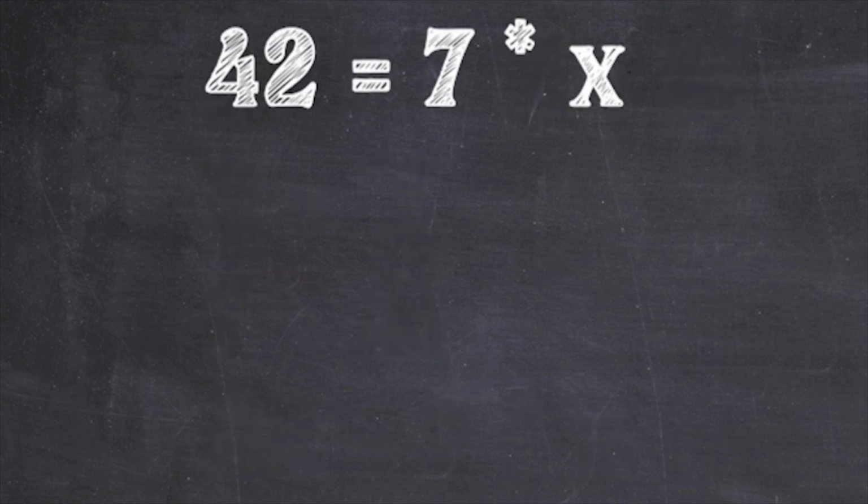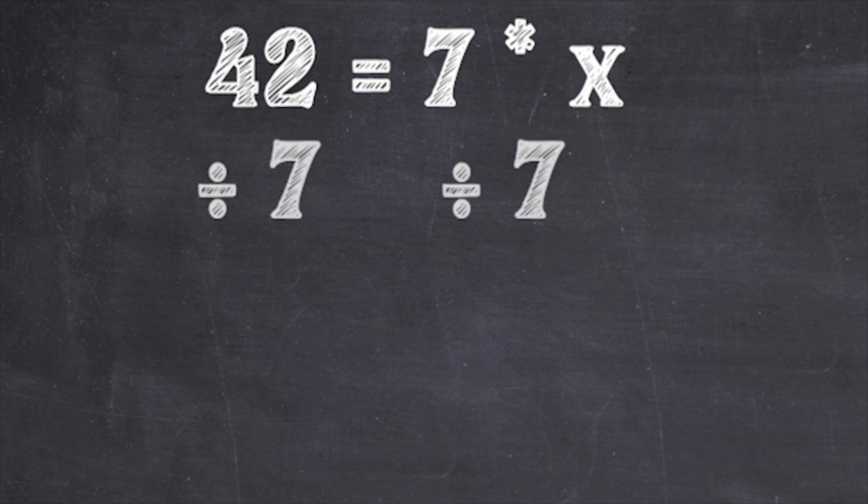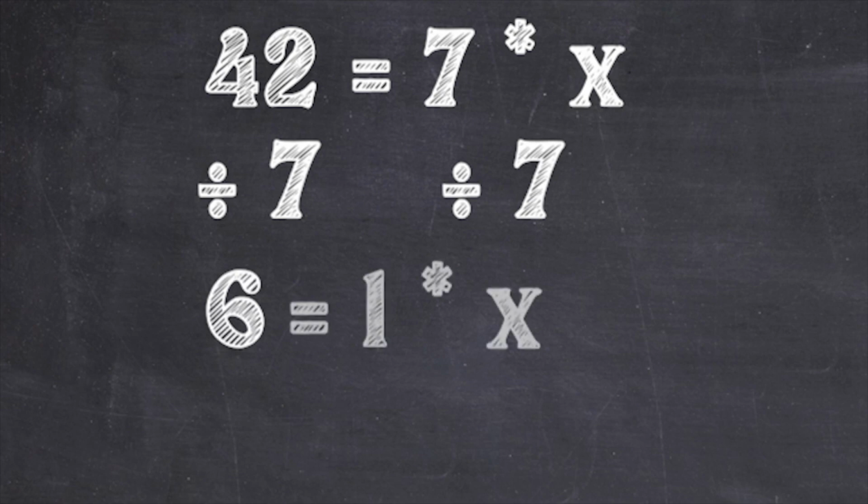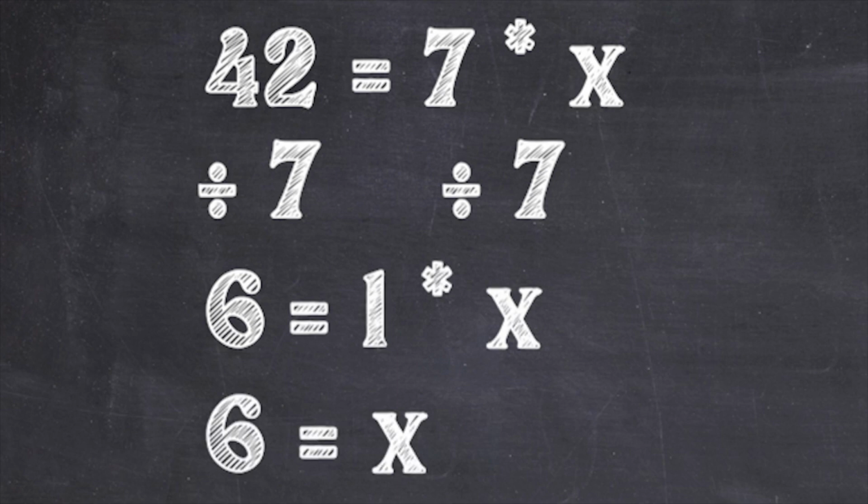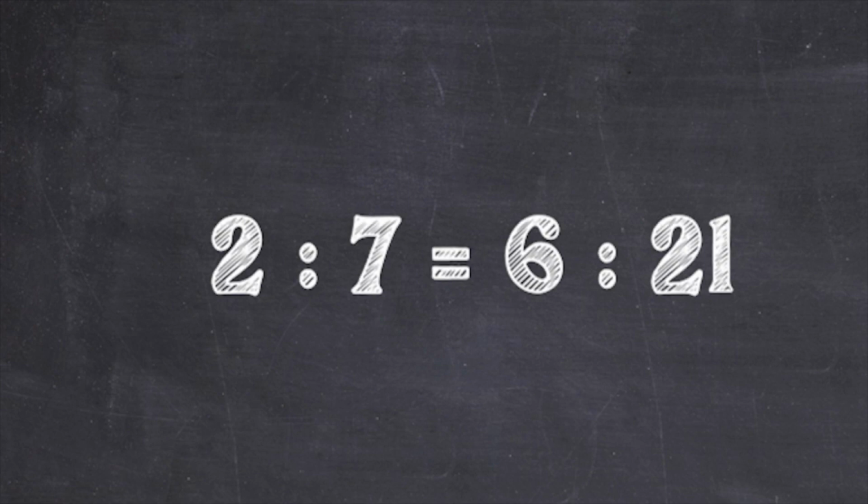To solve for x, we need to isolate it by getting it alone on one side of the equation. To do that, let's divide both sides of the equation by 7. On the left, we divide 42 by 7 to get 6. On the right, we simply divide 7 by 7, leaving us with 1 times x. This leaves us with 6 equals x, meaning that the unknown quantity is 6. So the complete proportion is 2 to 7 equals 6 to 21.